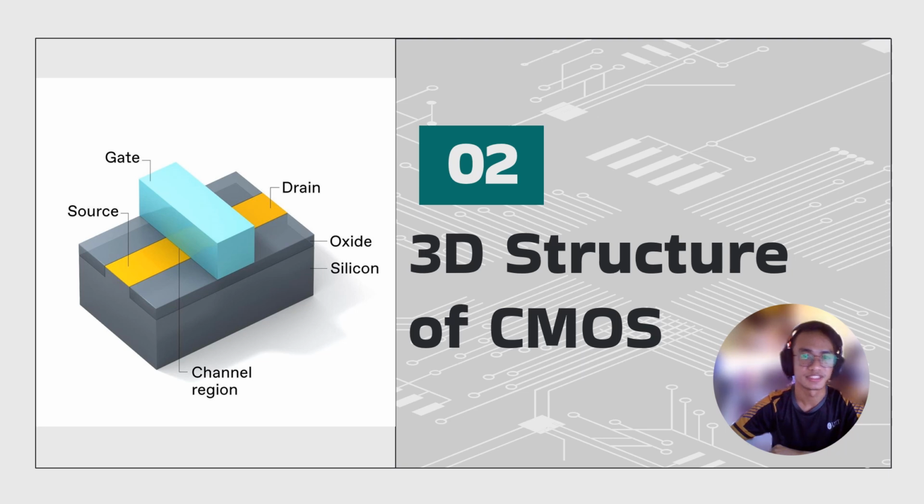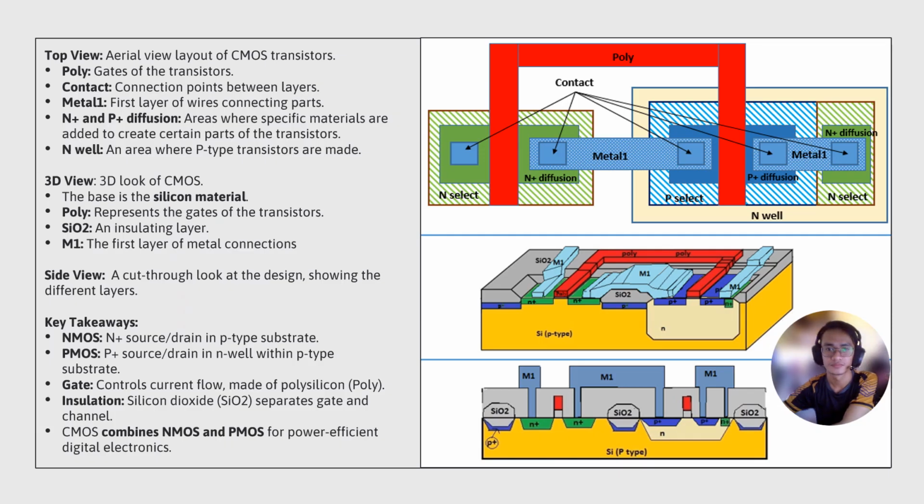In this next presentation, I will go deeper into CMOS, especially on its 3D structure. The image represented here presents a 3D design of a CMOS transistor structure showcasing both NMOS and PMOS transistors. Here's a breakdown based on the visuals. We have top view, 3D view, and also side view.